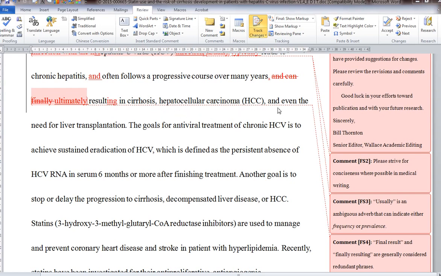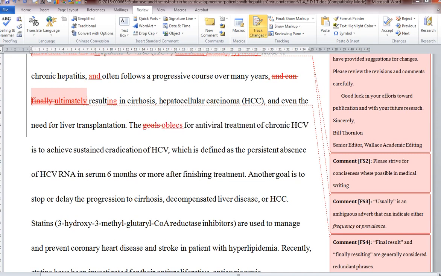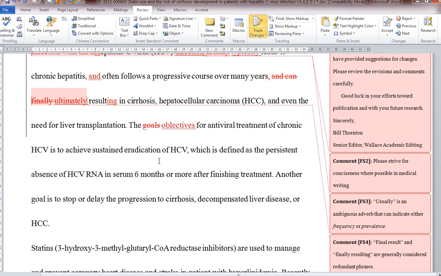Okay. The rest of this looks fine. I'm going to move forward. The goals for antiviral treatment. Okay, this is, again, not bad, but goal is rather vague in a medical context. Usually they use purpose or objective. And the author pluralized this. A little typo there. Got to make sure we don't let that go.